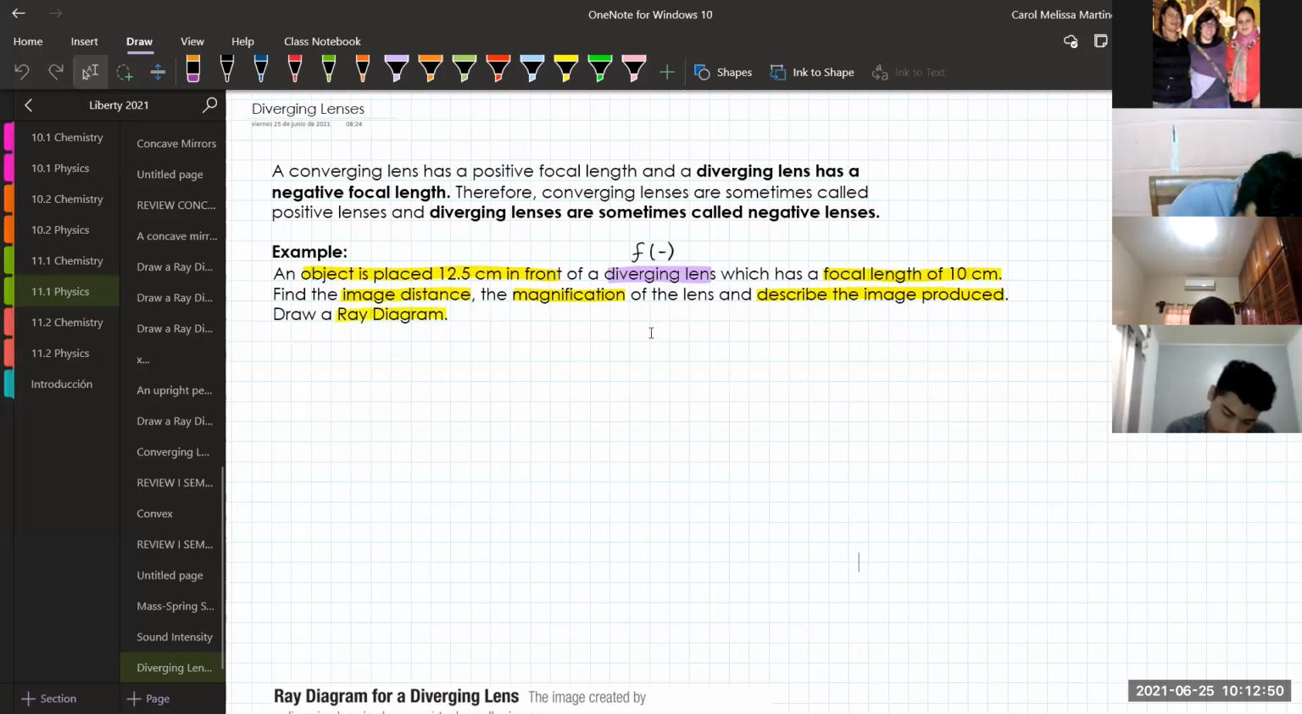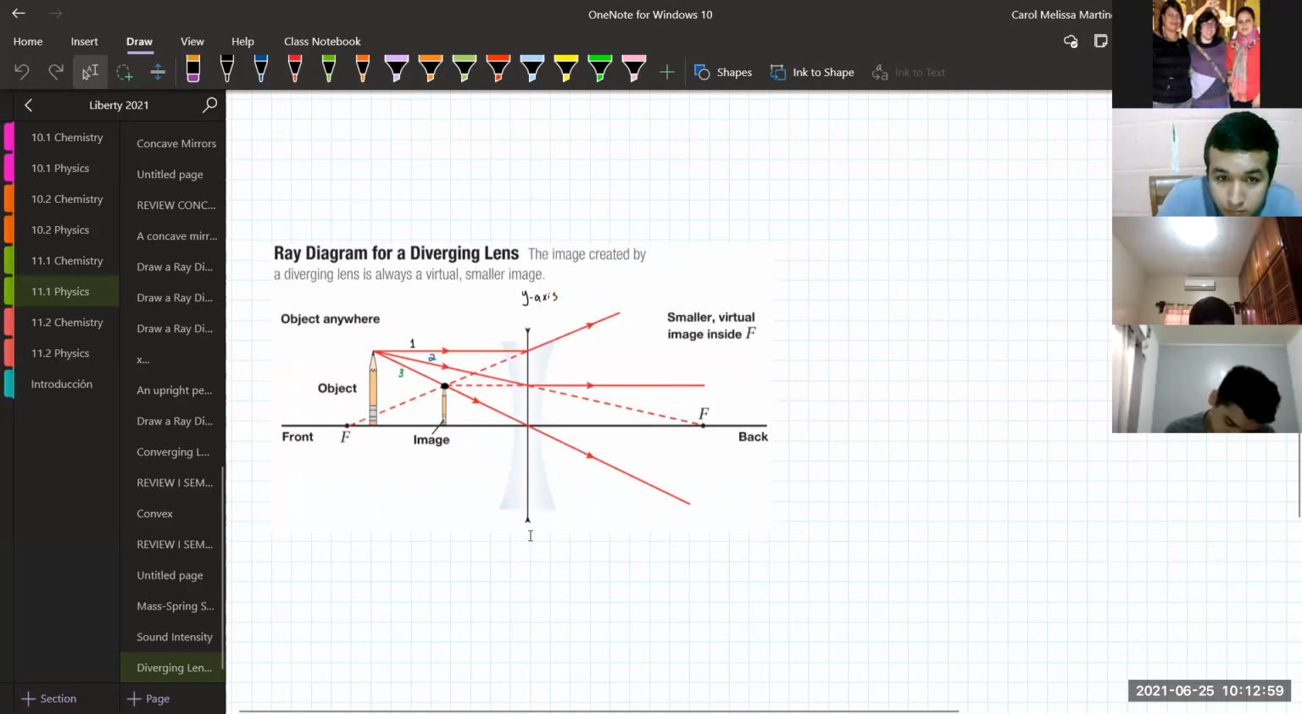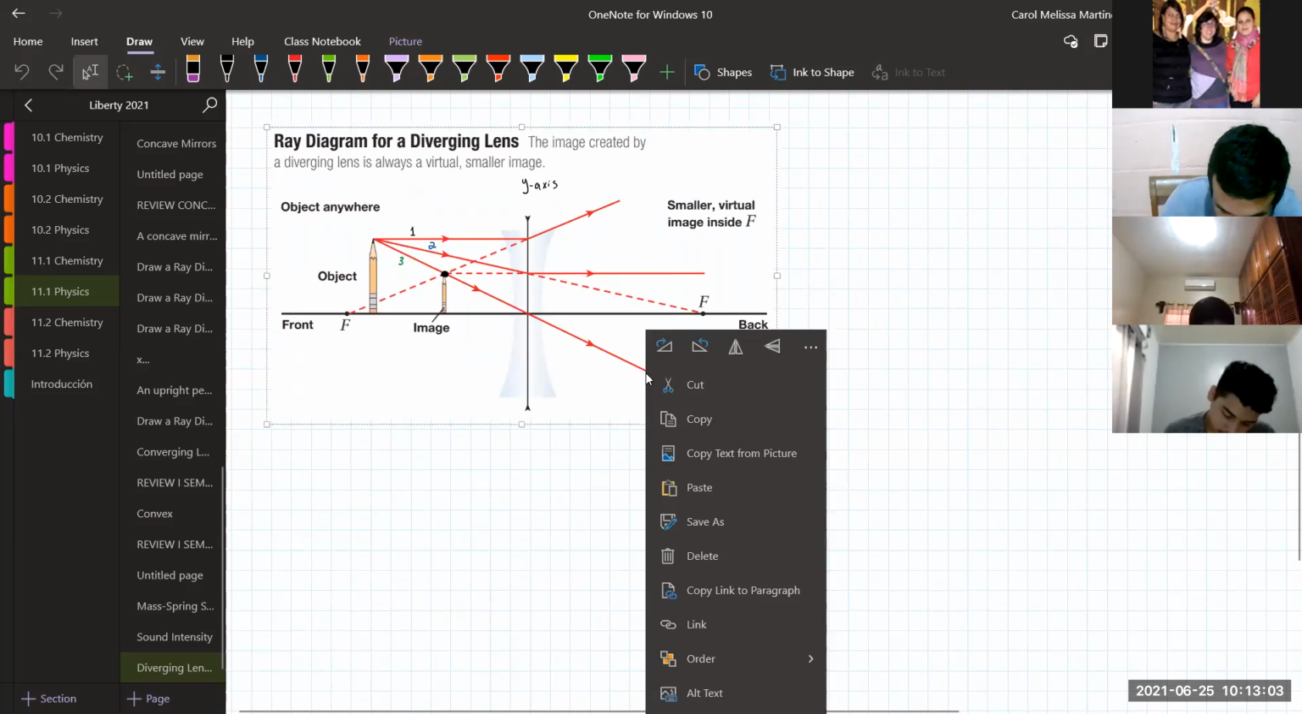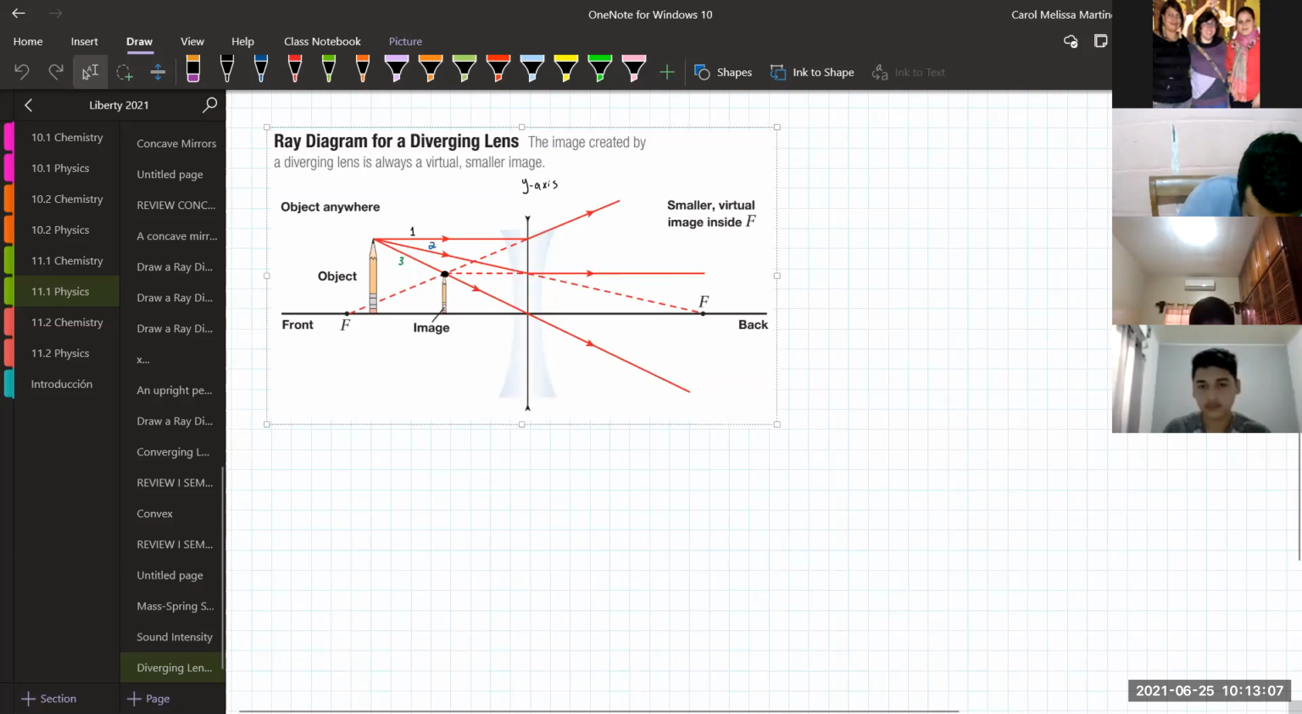Now, the good news is that in diverging lenses, we only have one possible ray diagram. So let's take a look at this image. I'm going to send it to the group, okay? So you can have it with you. I'm going to send it to the group now so you can use it.